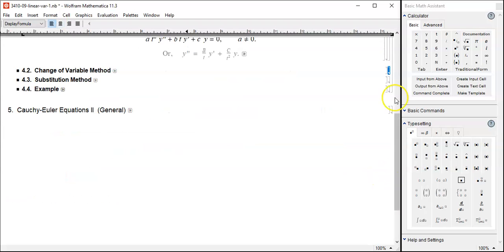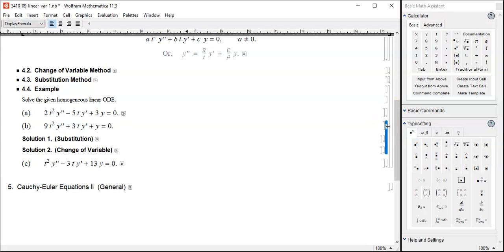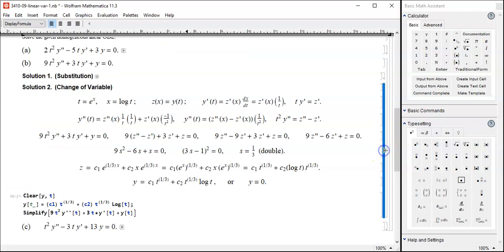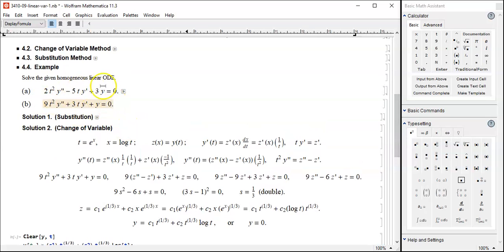Let's go back to the example problem and let's try to apply that. This one is not going to be too interesting. So let's go to this change of variable method. Okay, from here, let's take the change of variable. t is e to the x power, x is log of t, and then z and y are the same.